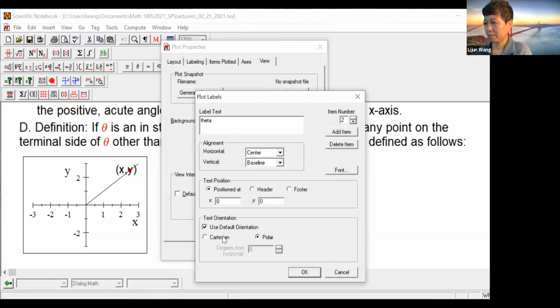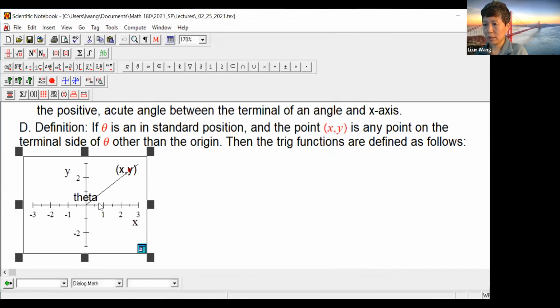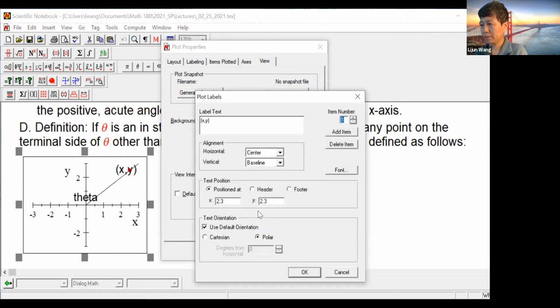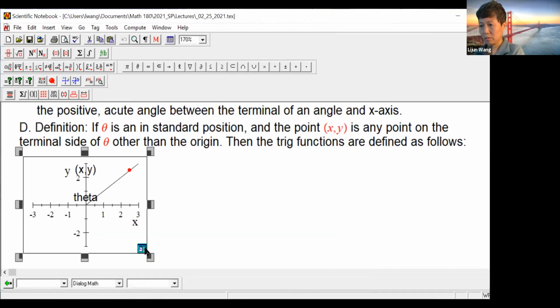Okay, theta. Okay, so that's a theta. It's not in the best place I wished for. Is that better? No.